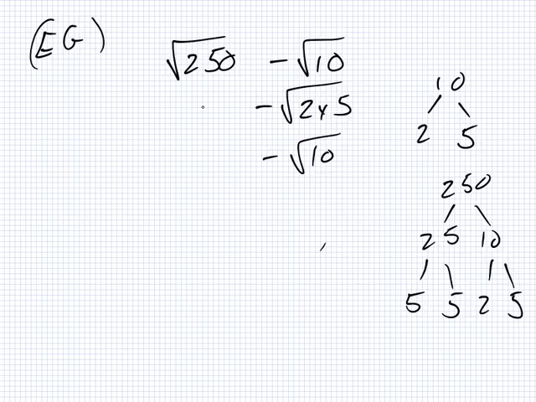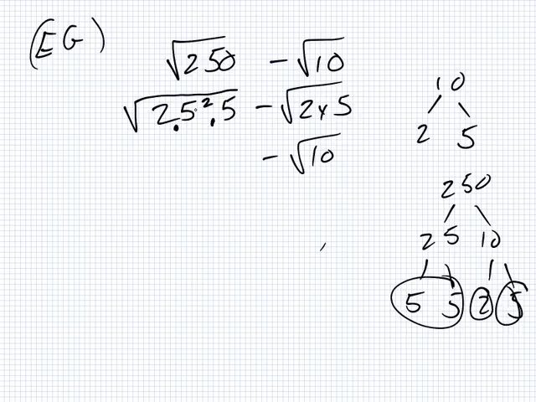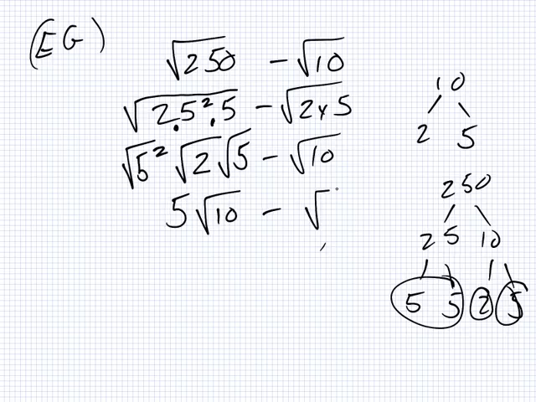Now, I will group them by squares. So I'll have a 2, a 5 squared, and another 5. And the reason I group by square is so that I can do this now. It'll be root 5 squared, root 2, root 5. Well, what's this part? 10. And this one? 5. Now you realise, oh, now I can put them together because I have 5 root 10 minus 1 root 10, the total being 4 root 10 then.